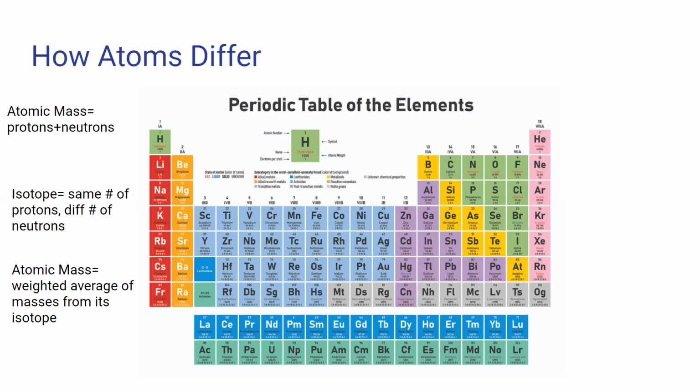So say if you have carbon 12, carbon 13, and carbon 14, they will take the mass from each of those and then average that. So that's why carbon is like 12.011. That's why it has so many decimals for its atomic mass. Okay.